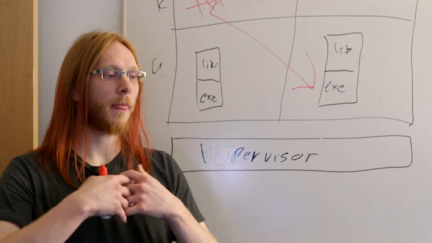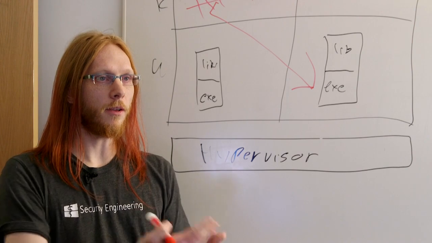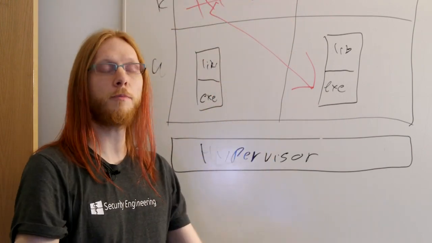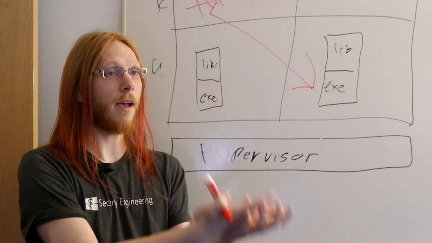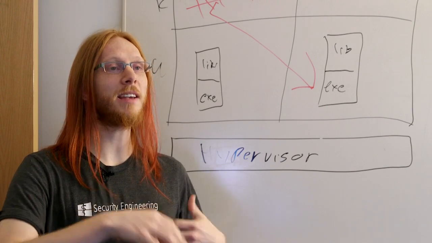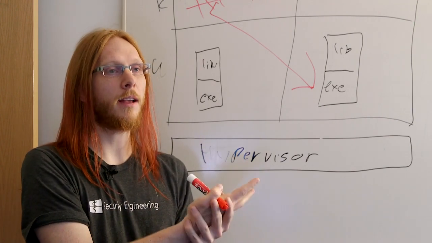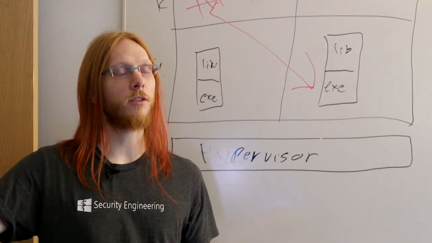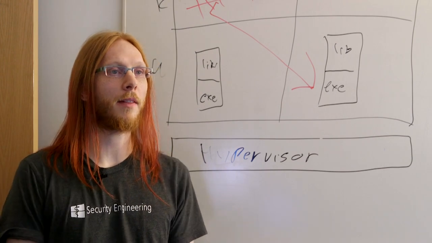HVCI is a code integrity in the kernel that can be enabled to protect large parts of the system. It leverages the SLAT mechanisms. It basically works like code integrity, except you can't manipulate the write execute bits because they're controlled by the hypervisor and they're controlled by the SLAT.